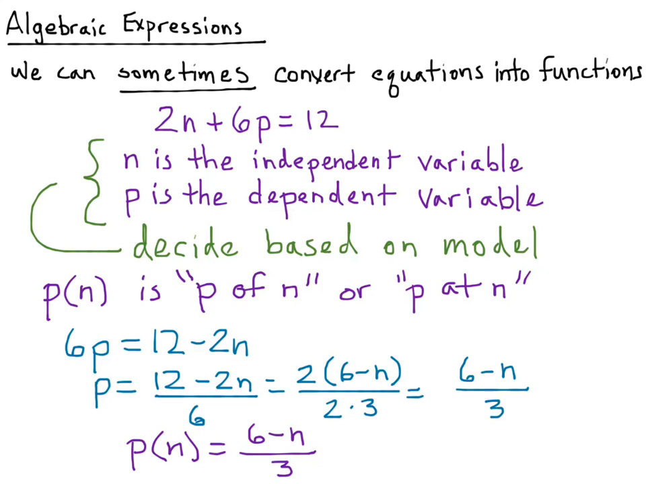All right, so in the very first thing, it looks like n and p are variables. As I go through and solve for p, the steps I took were: I subtracted 2n from both sides, then I divided both sides by 6, and then I reduced it, so p equals (6 minus n) over 3. I can declare then that p is now a function, and we can notate it as such.